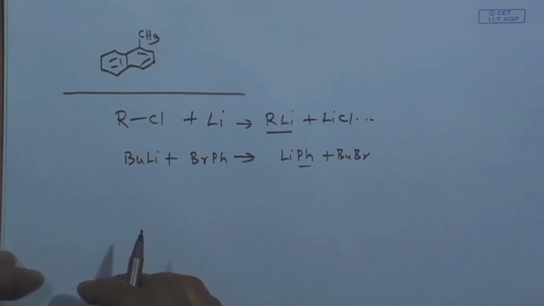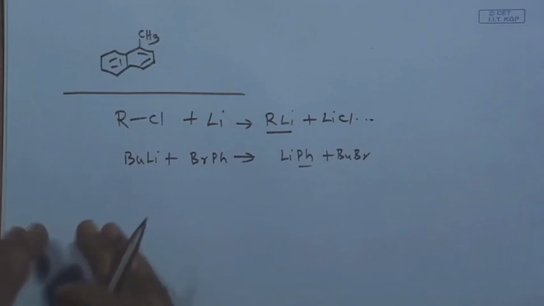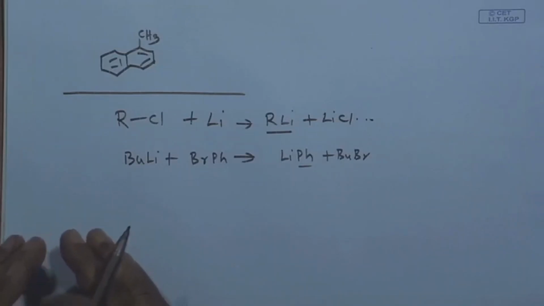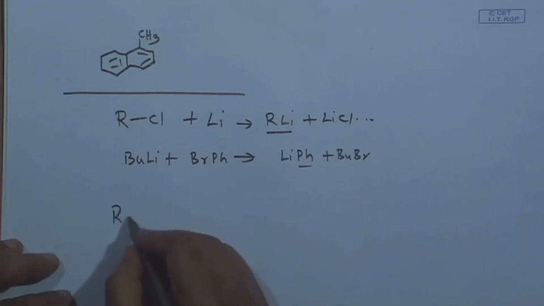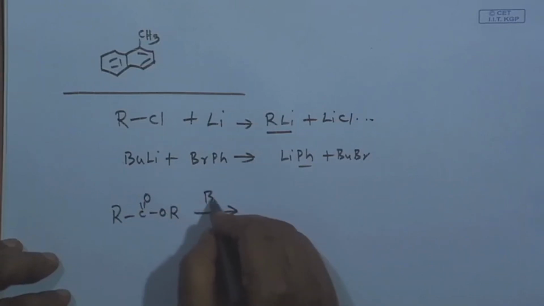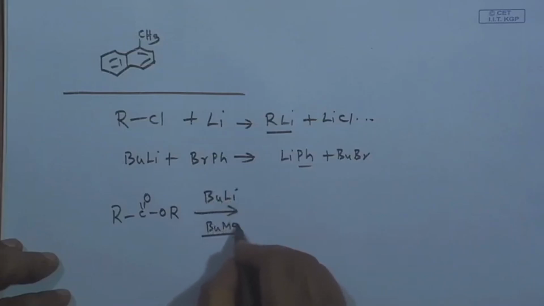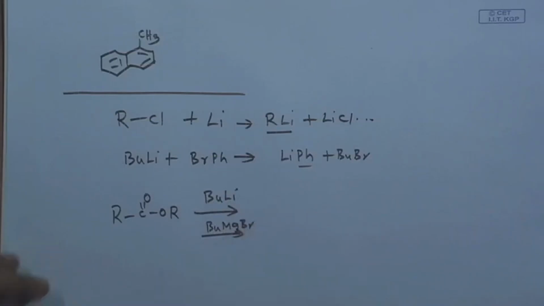The other important point about the organolithiums is that they are always more reactive than the corresponding organomagnesium compounds. That you have to remember. That means, let us say, and this is something you ought to know, you have a reaction with butyl lithium and butyl magnesium bromide. So, what difference do you expect out of this reaction?